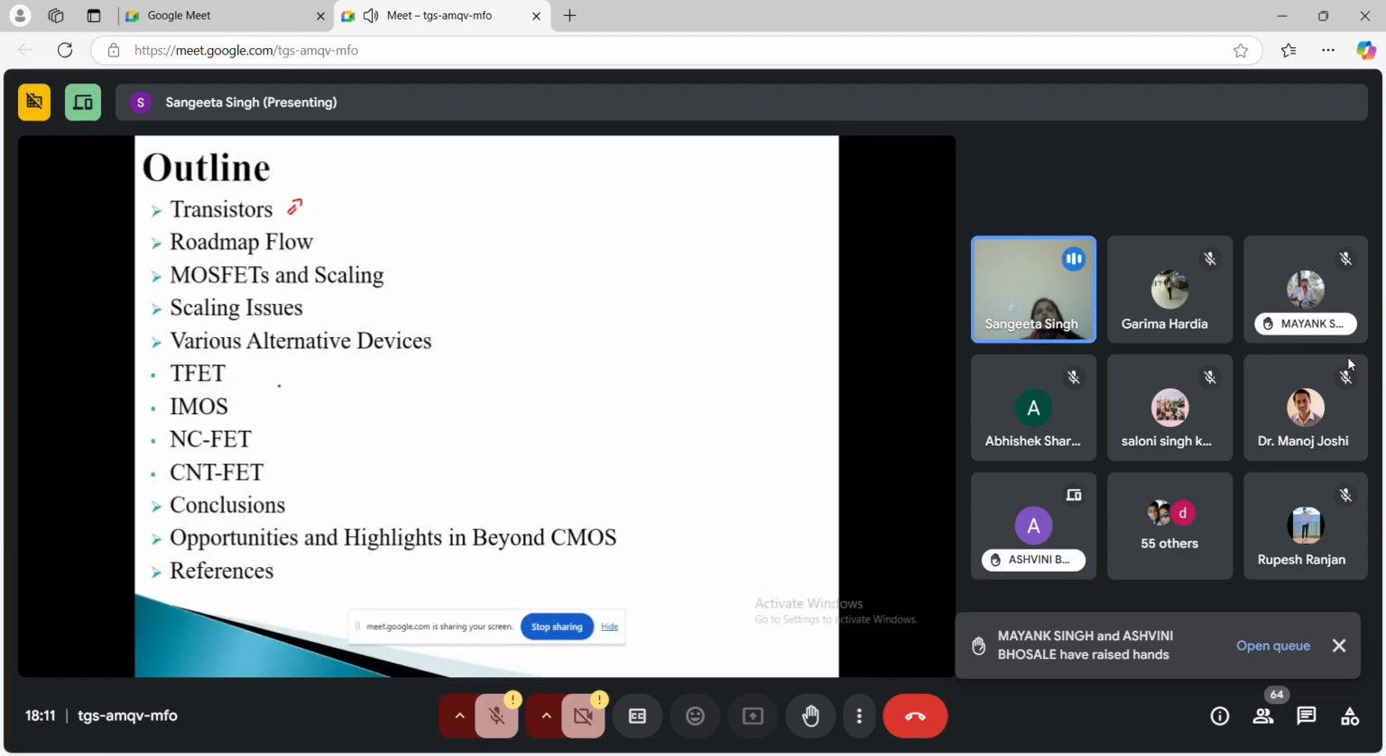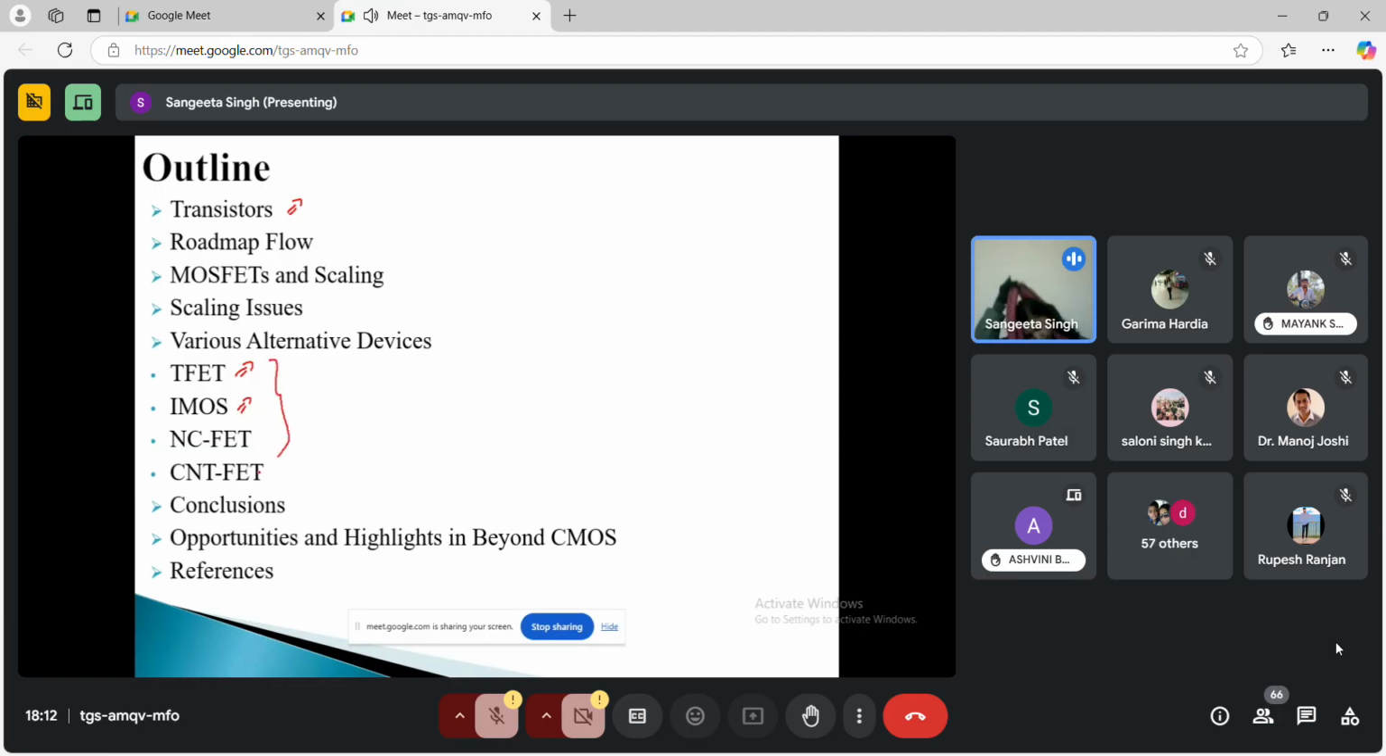Then why there is a need to go for beyond CMOS, and what the alternative devices are. Basically, I'll be covering these four devices: tunnel field effect transistors, impact ionization MOSFET, negative capacitance FET, and carbon nanotube FET. All these four approaches I have worked with along with my PhD scholars, so I'm pretty sure about their simulations, their challenges, and their potential. I can cover them in depth.